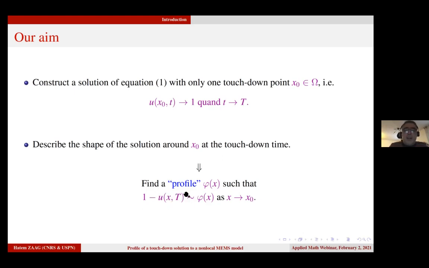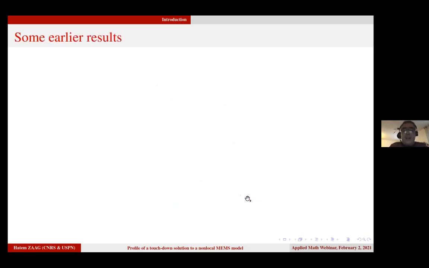Well, it will have some profile. It's approaching 0, this guy, okay, this distance. We will try to find the profile, in fact, near the singularity which occurs at x0.